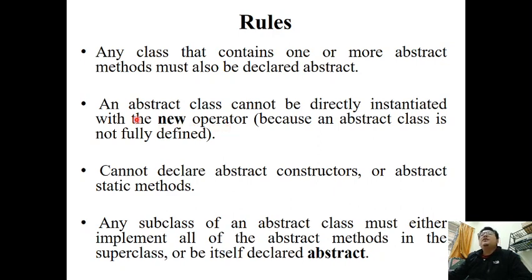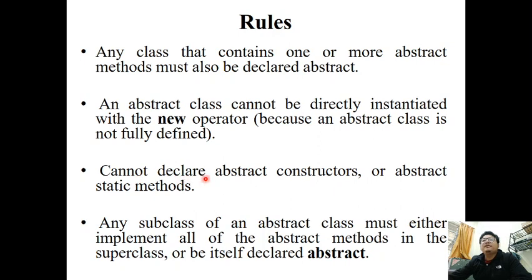So at this point, I want to tell you that whenever there is an abstract class, you cannot create the object with the help of the new operator. However, you can create the reference variable of the abstract class. I'll show you the example later on.